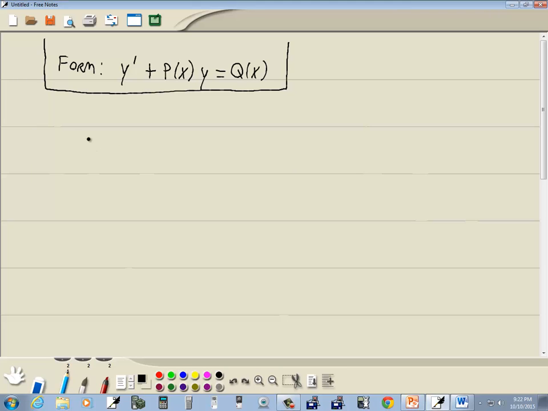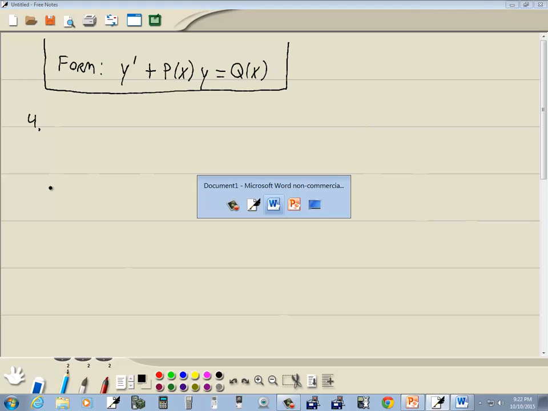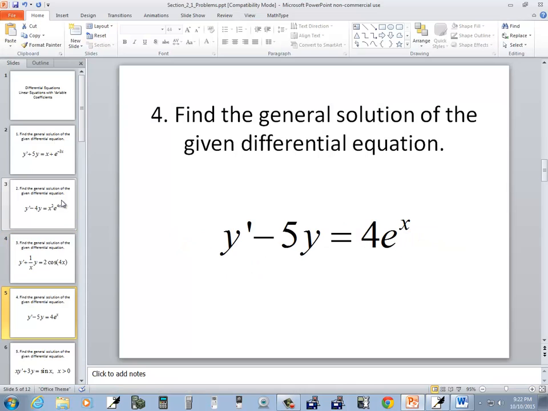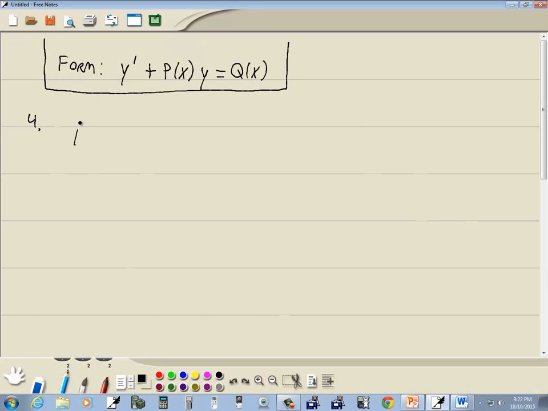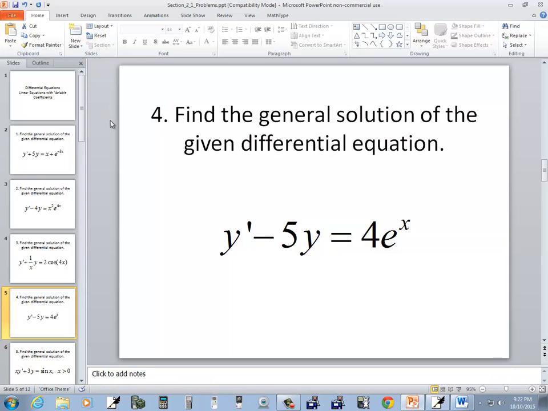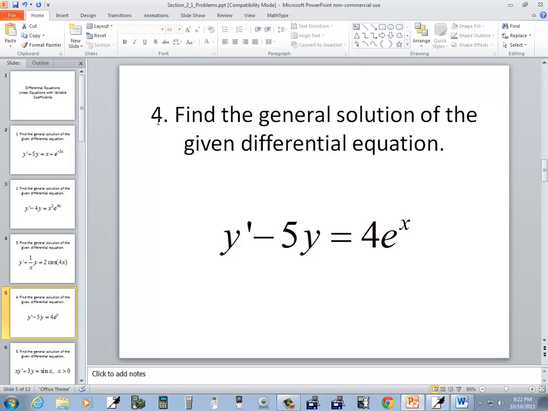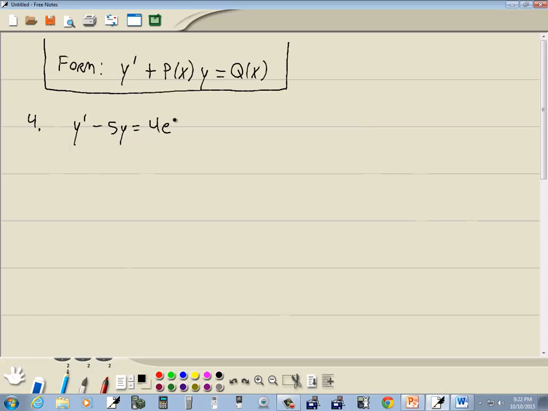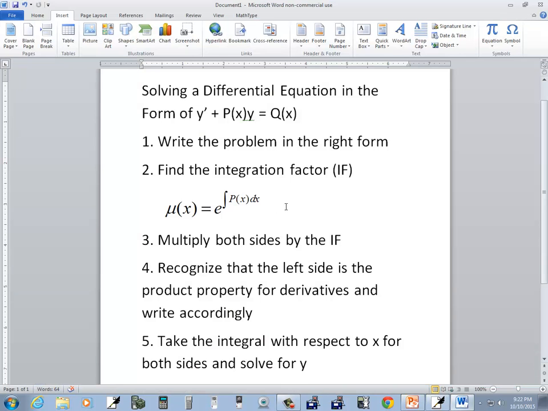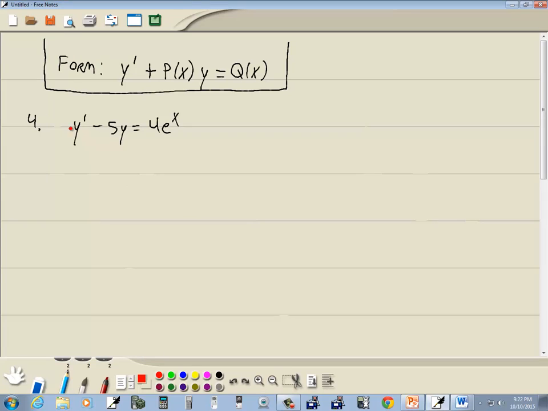Okay, so let's take a look at problem number 4. We got y prime minus 5y equals 4e to the x. Step 1, write the problem in the right form. Well, that's in the right form. We got y prime by itself, nothing in front of it, got the y over here, got the rest of it over here. So whatever's in front of the y is going to be our p of x.